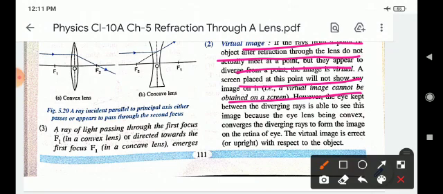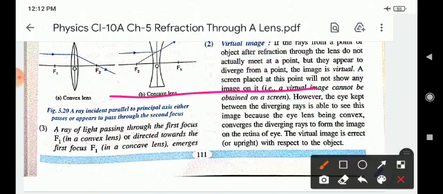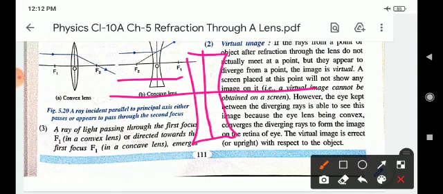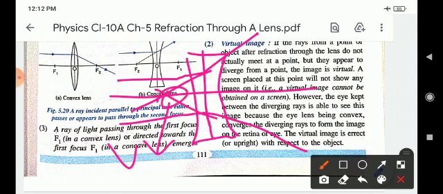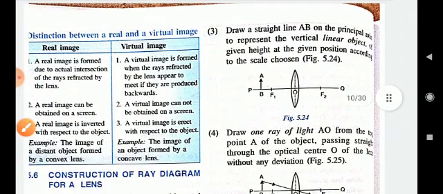For example, this is a virtual image. If the rays from a point of the object after refraction through the lens do not actually meet at a point, but they appear to diverge from a point, the image is virtual. Okay, children? Very important point.